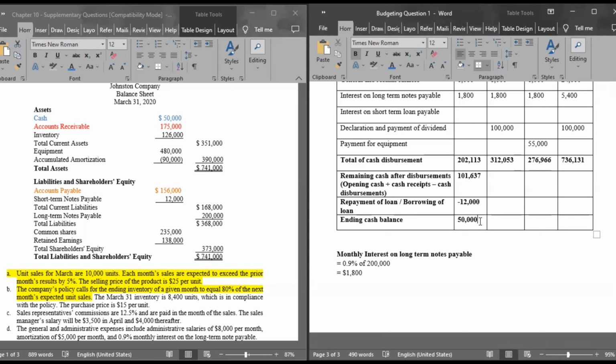So the remaining cash is still 101,637, and from this total amount, we have just repaid the notes payable, that is 12,000. After repaying the 12,000, the remaining balance will be the ending cash balance. So just calculate the ending cash balance: the remaining cash is 101,637, subtract the amount we have repaid for the short-term notes payable, that is 12,000, and the remainder will be the ending cash balance.